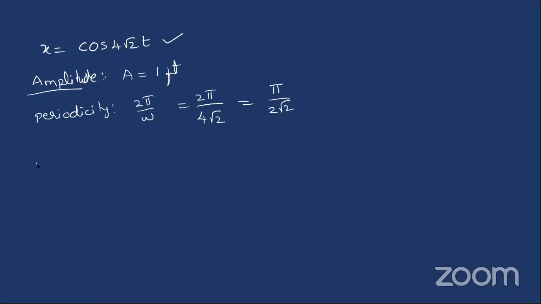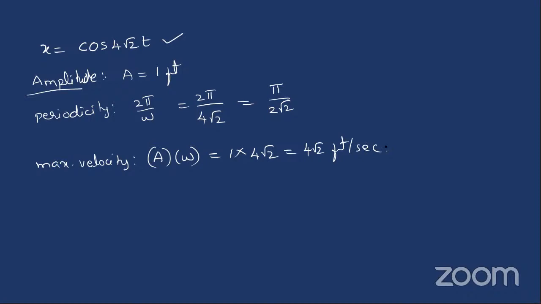And the other thing you're asked to calculate here is the maximum velocity. See, what may be the maximum velocity? As I told you already, maximum displacement, which is amplitude, multiplied by this frequency, is nothing but maximum velocity. That equals the amplitude, which is exactly 1, multiplied by the frequency, which is exactly 4 root 2. So this 4 root 2, if you want to write its units, is exactly feet per second.